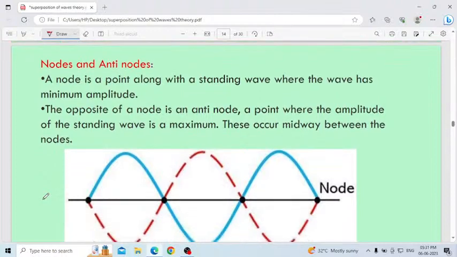Next very important point, nodes and antinodes. This topic will take almost 1 hour, maybe more than 1 hour, but I have to complete the concept. Tomorrow we will discuss MCQ questions based on this topic.